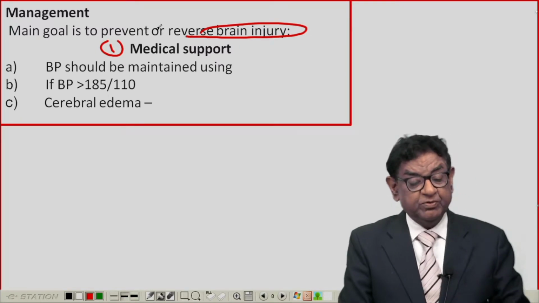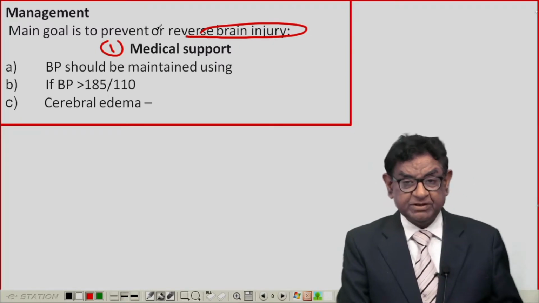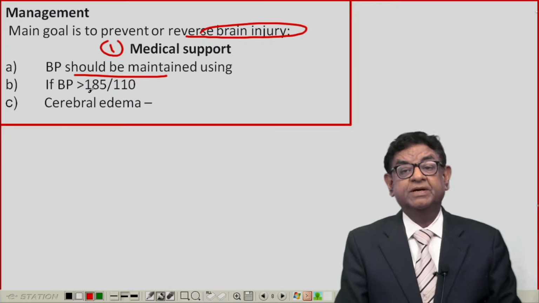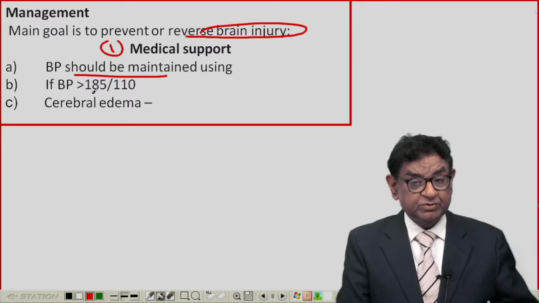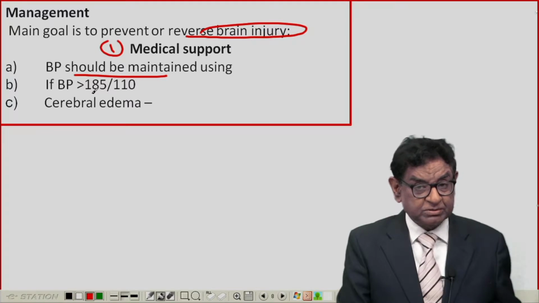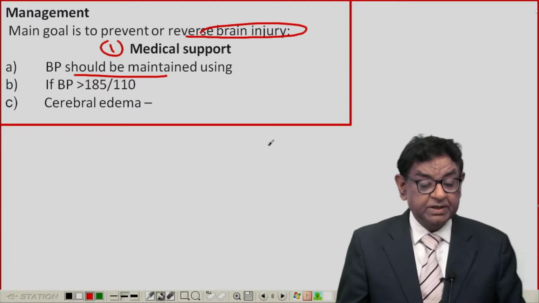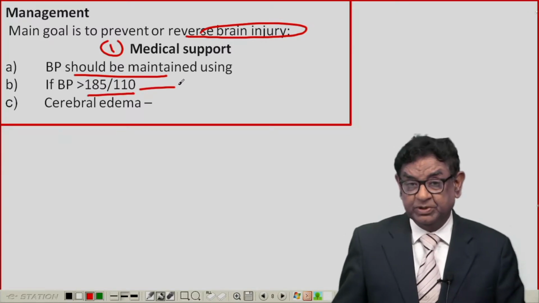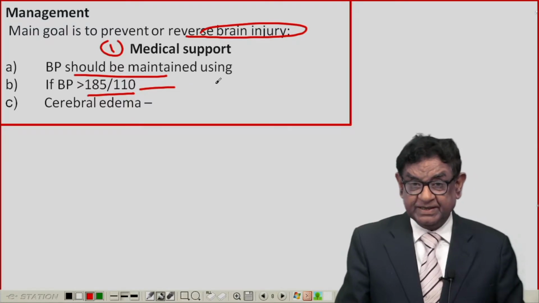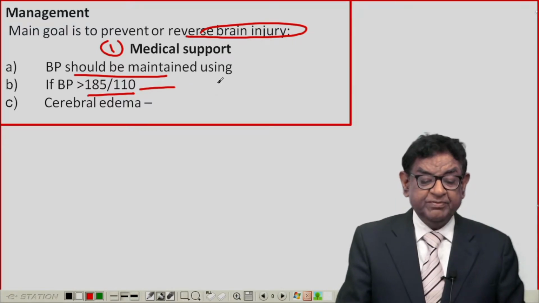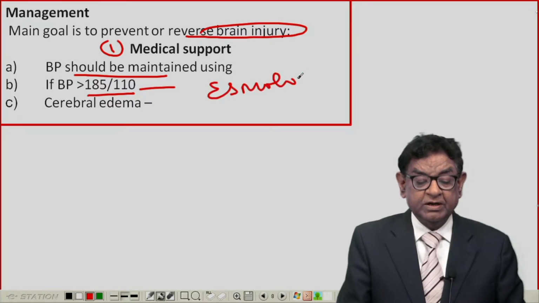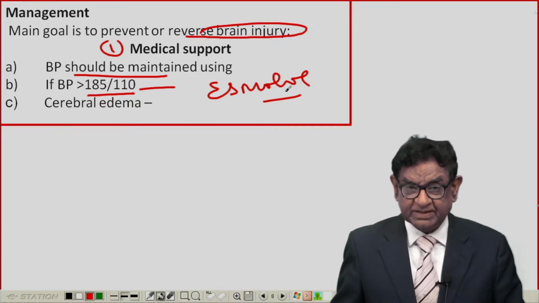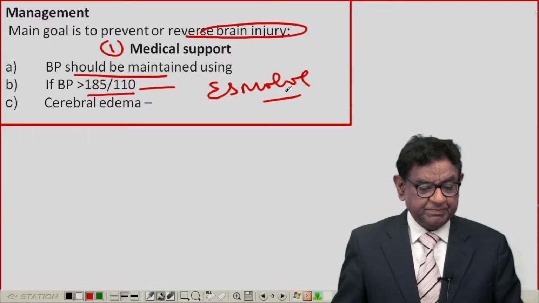What we do, first of all, in any case of stroke, BP has to be controlled. This is one of the most important things, because high BP is going to increase the stroke and cause more and more damage. So if BP is more than 185 by 110, which is too dangerous, then we have to use some anti-hypertensive drug. Maybe we can even use injection esmolol. It's a very short acting drug, but it reduces the BP very fast. In the meantime, we give other anti-hypertensive drugs to reduce the BP.